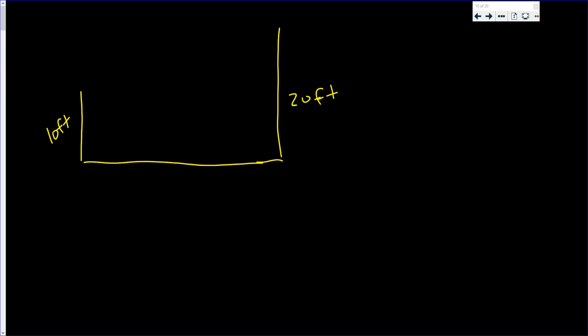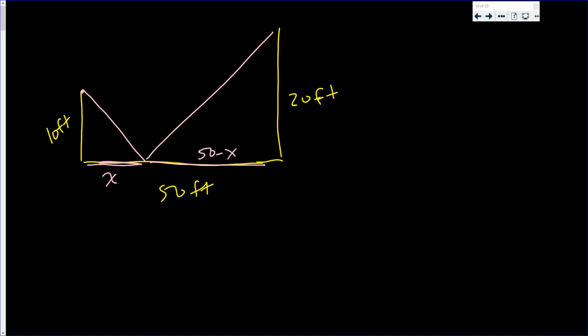Okay, so in any case, this is 50 feet. So we run it like this. This portion we'll call x, and that portion we'll call the rest, 50 minus x. Okay, so I have two triangles, triangle 1, triangle 2. I can find the lengths of each side. I can find the length of that side, and I can find the length of that side.